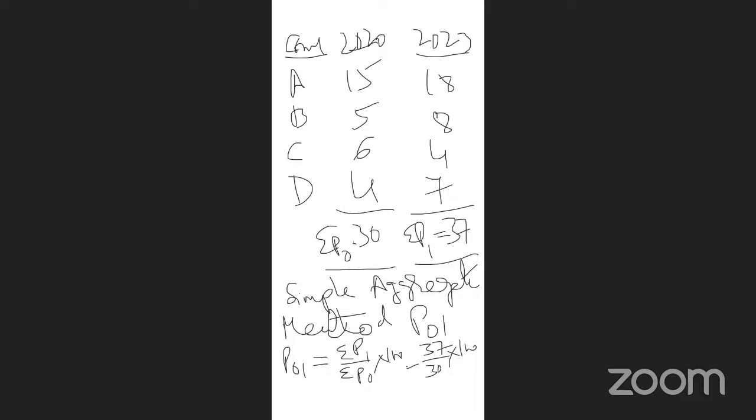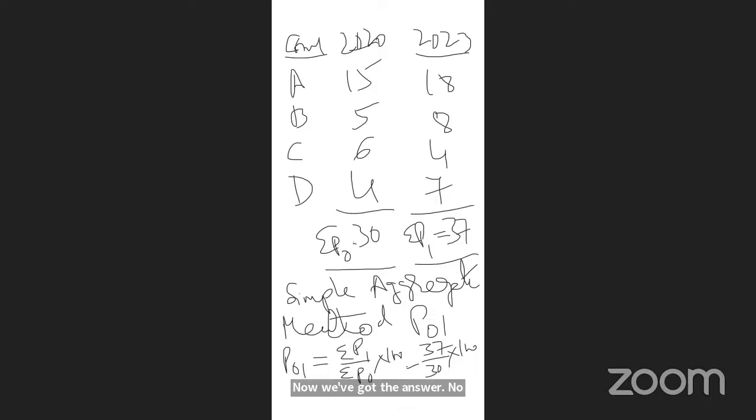Could you see the screen? Could you see the screen? Are you following? Yes, ma'am. So work out 37 divided by 30 into 100. What is the answer? 123.33, ma'am. Okay. Now you got the answer.